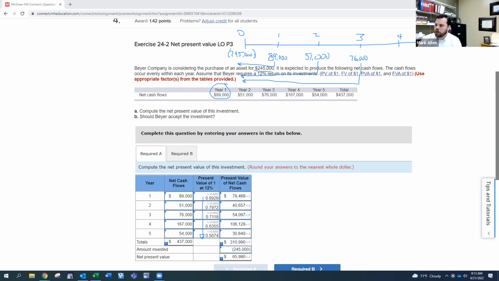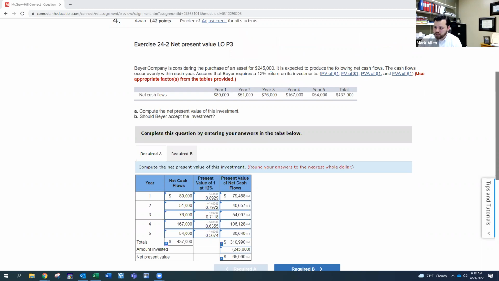So at this point, I'm going to go ahead and erase our timeline just to clear up that space, but hopefully that was a good visual for you to kind of see what's happening. Now, at this point, we've got our situation. Purchase price is $245. Cash flows occur evenly within each year. Assume Bayer requires a 12% return on our investments.